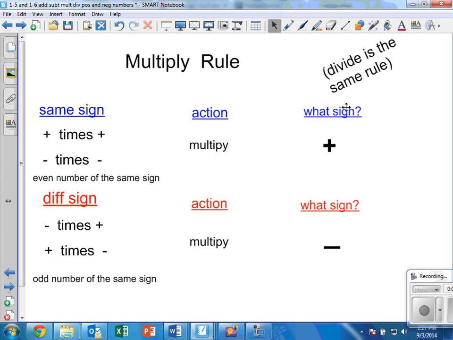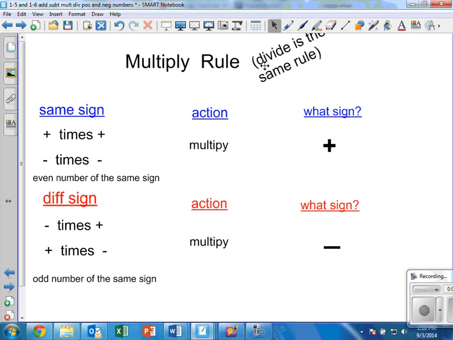And guess what? The divide rule is the same rule as the multiply rule. Same sign, positive, different signs, negative. And there you have it.